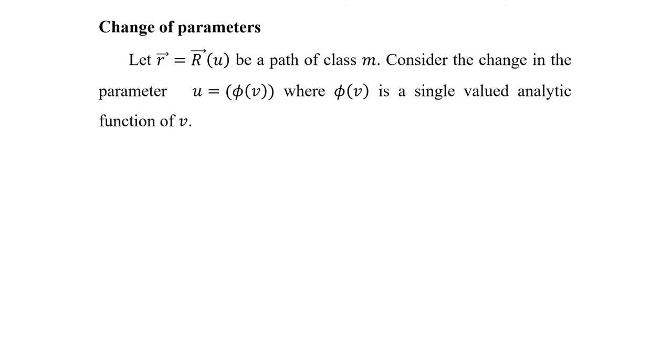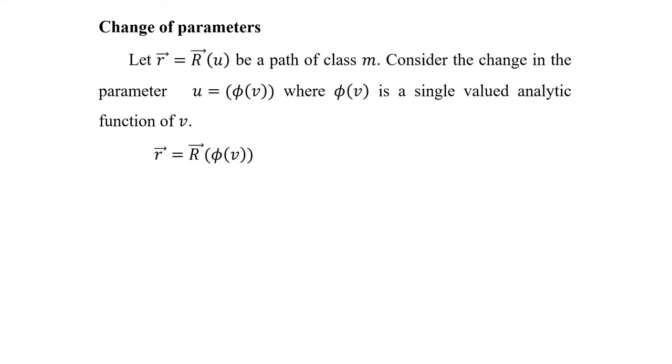Let R vector equal to capital R vector of u be a path of class M. Consider the change in the parameter u equal to pi of v. Thus we take u equal to a function of v, where pi of v is a single valued analytic function. So what is an analytic function? F is single valued, differentiable and continuous on every interval of I.